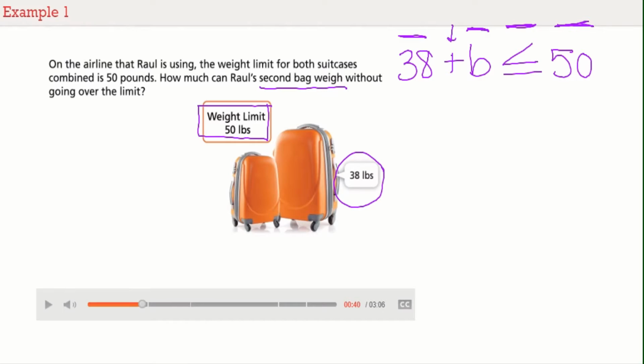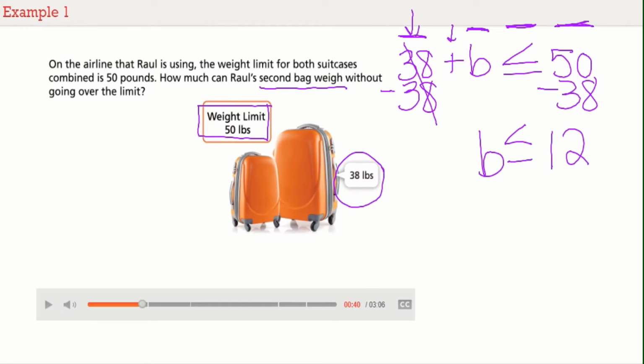And solving this inequality is the same way as solving an equation. If this was 38 plus b equals 50, the first thing you have to do is addition and subtraction in the reverse order of operation. So this is a positive 38, and to undo that positive 38, you have to use the inverse of addition, which is subtraction. So you have to subtract 38 on both sides of the inequality. That cancels out. We're left with B is less than or equal to 12. So that means the weight of the second bag is 12 or less pounds.